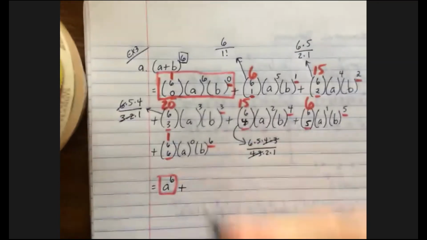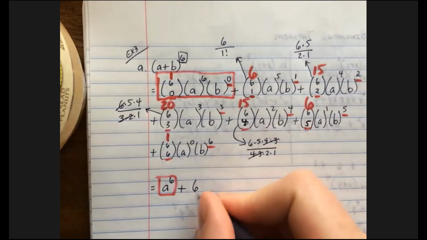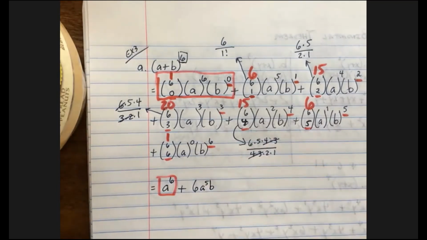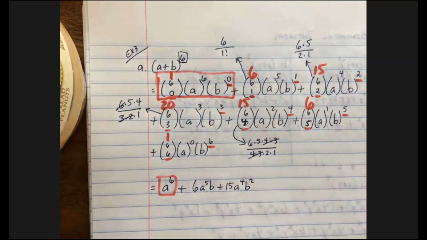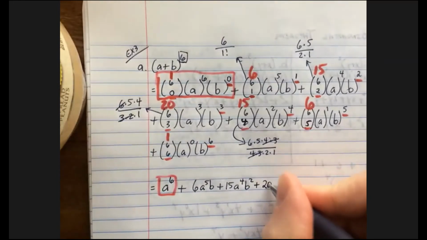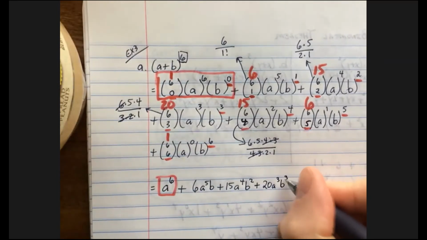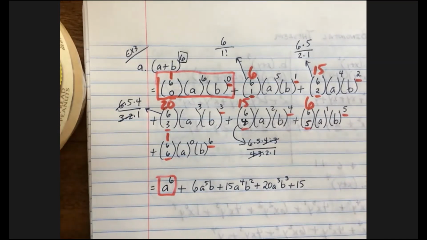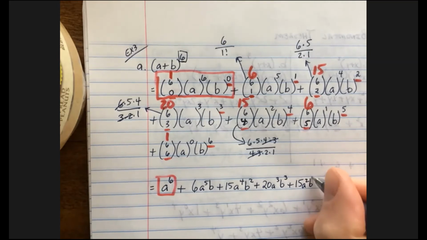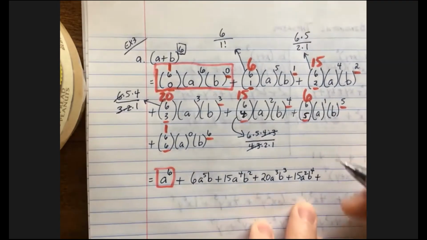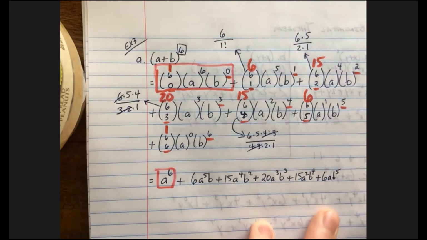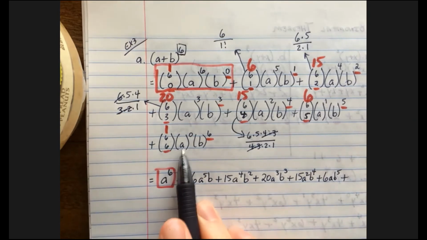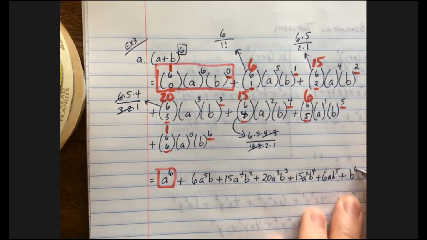So plus, this would be 6 a to the 5th, b to the 1st, so b, plus 15 a to the 4th b squared, plus 20 a cubed b cubed, plus 15 a squared b to the 4th, plus 6 a b to the 5th, and then the last one is 1 times a to the 0 times b to the 6th, so b to the 6th.